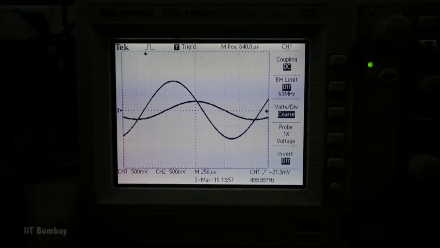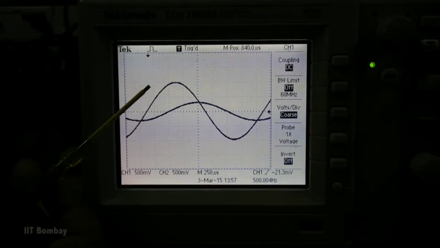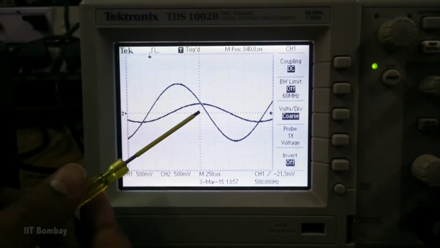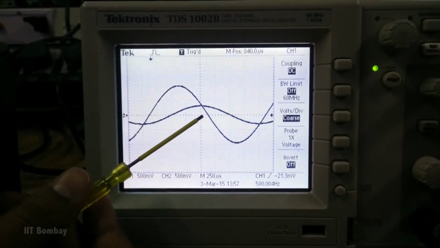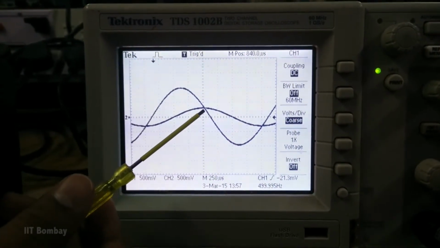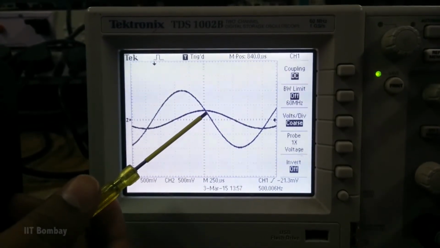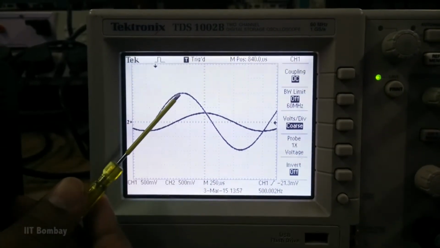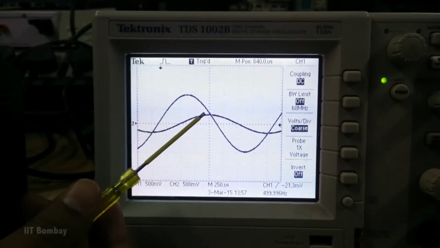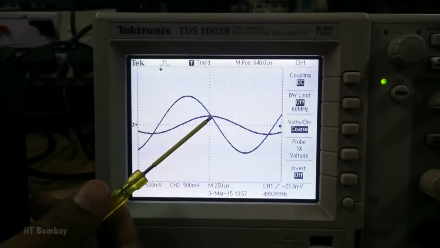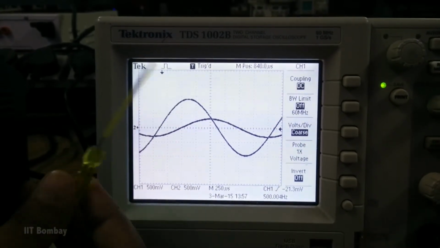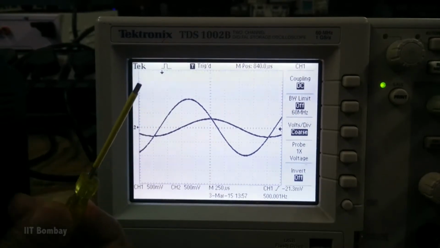Here on the oscilloscope, you can see the waveform with the larger amplitude is the input and the waveform with the smaller amplitude is the output. The ratio of the amplitude of the output waveform to the amplitude of the input waveform is 0.3. We have to find the time difference between the peaks of the output waveform and the input waveform and multiply it with the angular frequency. In this case, it is 1000 pi radians per second.